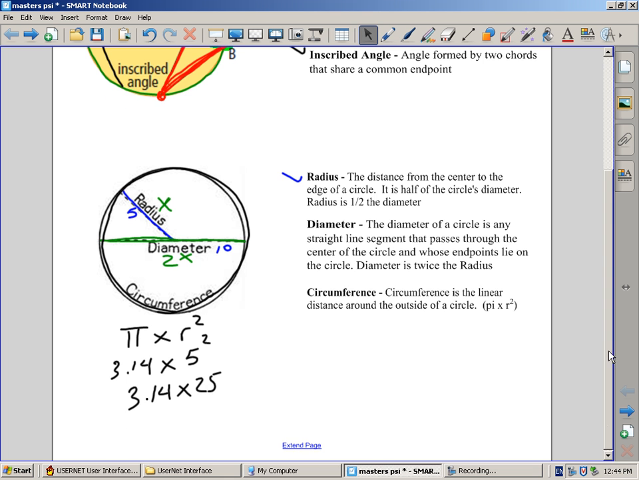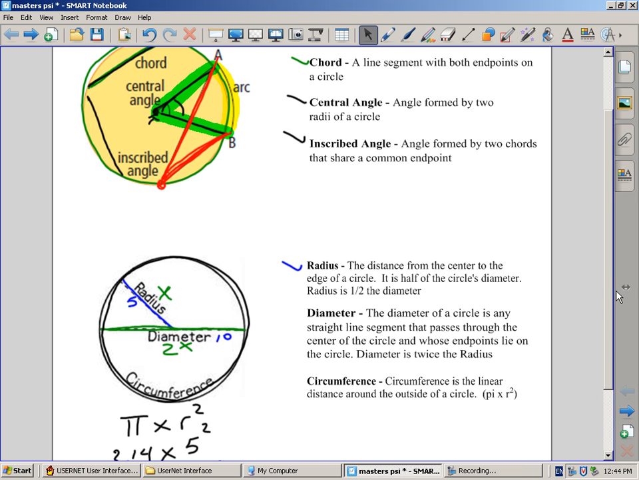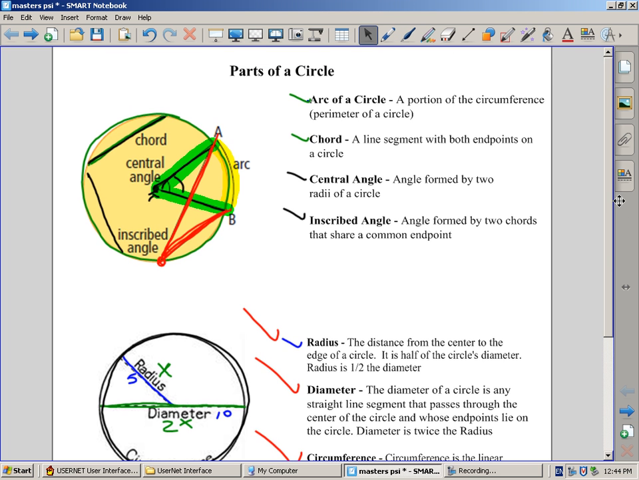We took a quick look at some important definitions. They include circumference, diameter, radius, the difference between an inscribed angle, a central angle, a chord, and the arc of a circle. All important definitions that we'll need to understand.